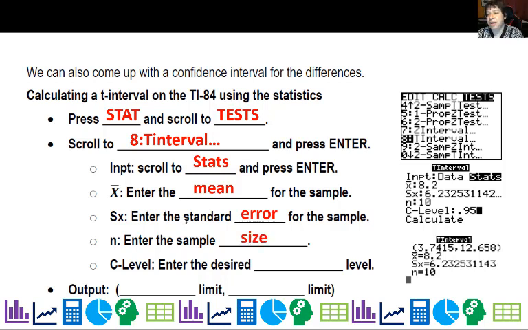N is the sample size. C is the confidence level in decimal form. So you wouldn't put 95, you put 0.95. And then your output right here, this is your lower limit and this is your upper limit. You already had these three, so there's no need for me to describe them again.